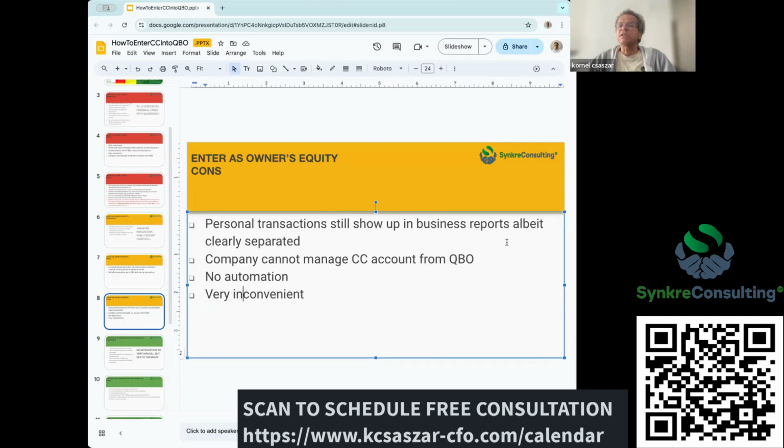So this was the second option, when you import your personal credit card as owner's equity.